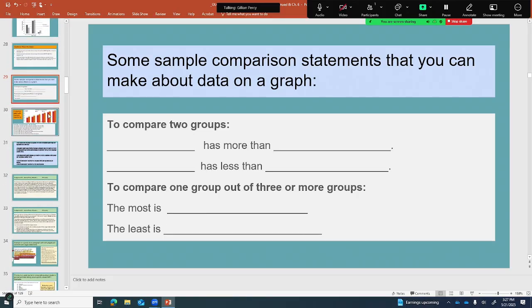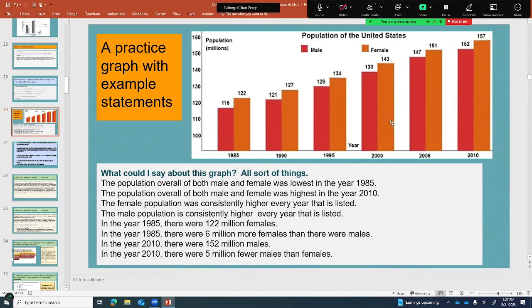Okay. Here's a different graph talking about the population of the United States. This one is comparing males to females. And here are some example statements of what I might say. The population overall of both male and females was lowest in the year 1985. The population overall of both male and females was highest in the year 2010, which would be as high as that goes. It would obviously be more now. The female population was consistently higher, I forgot to put, than the male every year that it is listed. Isn't that interesting? There's always a little bit more females than there are males. I don't know why.